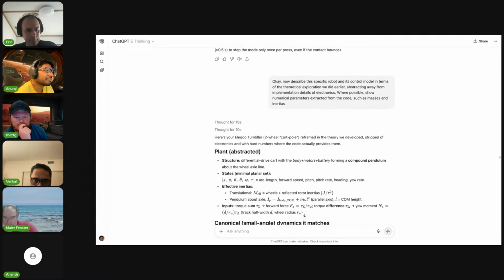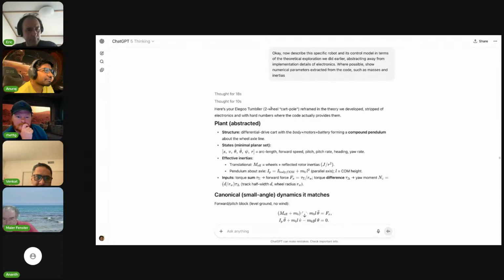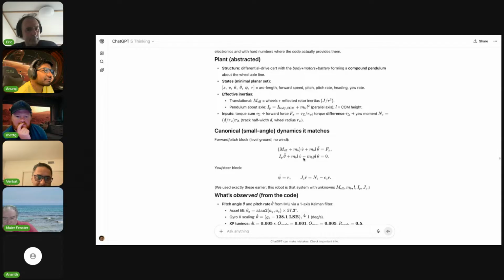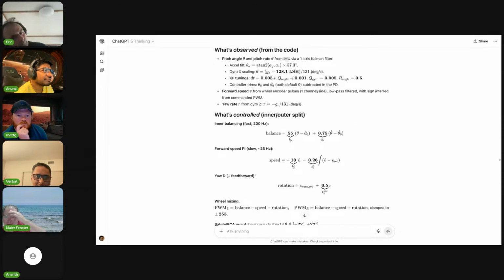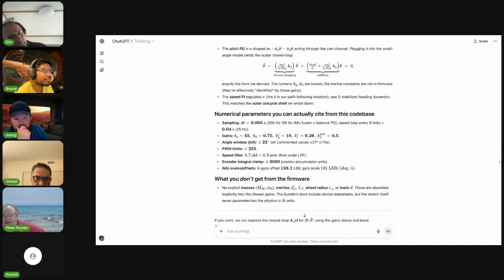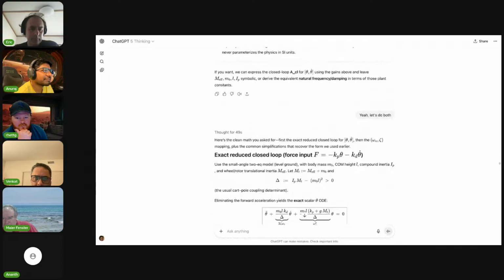Let's see what else. Oh yeah, this is the specifics of the Elegoo represented in the theoretical math form. It basically mapped the old equations, came up with some numbers, what it could infer, how it maps to theory. What else?